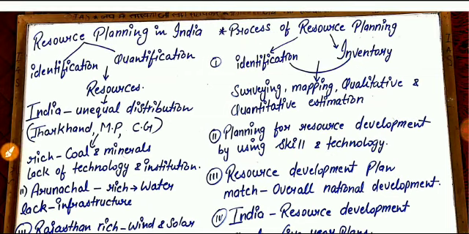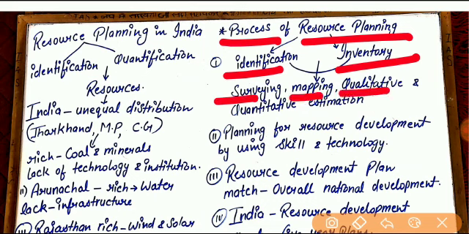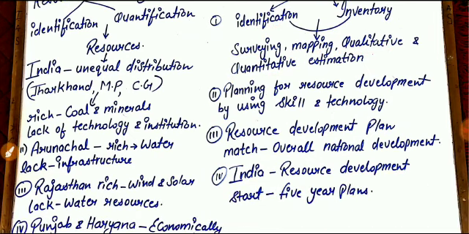Now the second point is the process of resource planning. The process of resource planning involves identification and inventory of resources, and for this, surveying, mapping, and qualitative and quantitative estimation of resources is done. Now the second point of resource planning is that planning for resource development using skill and technology should be done, and for this, technological institutions should be developed in our country.